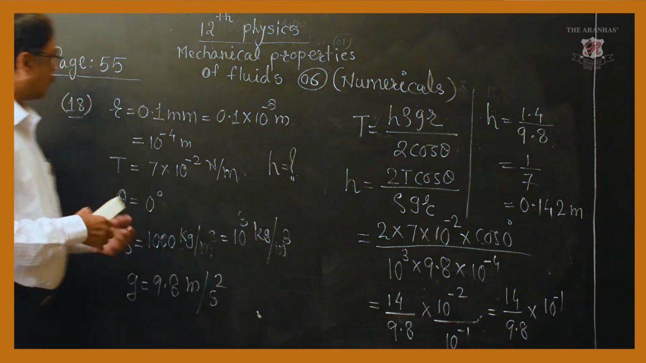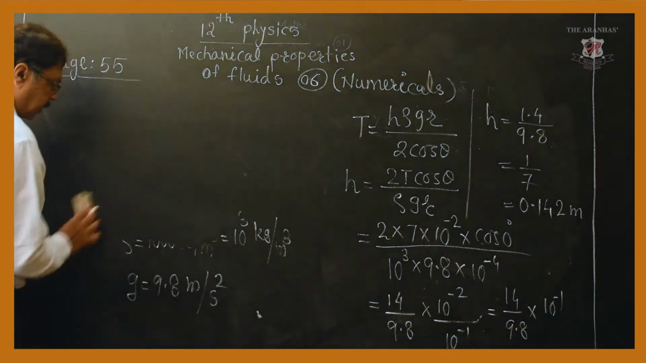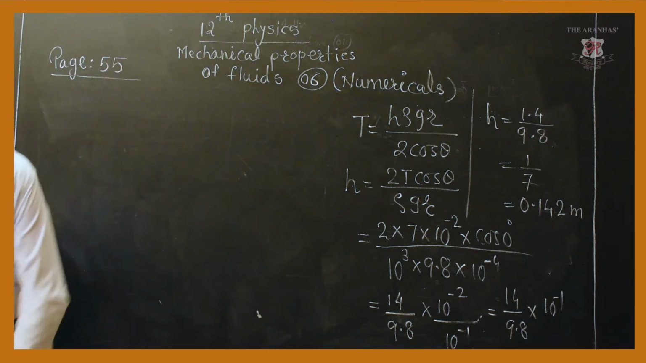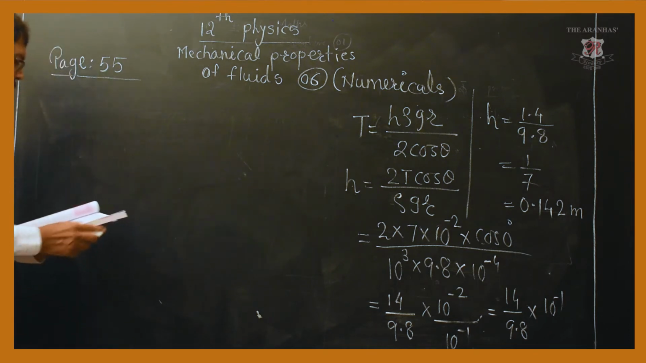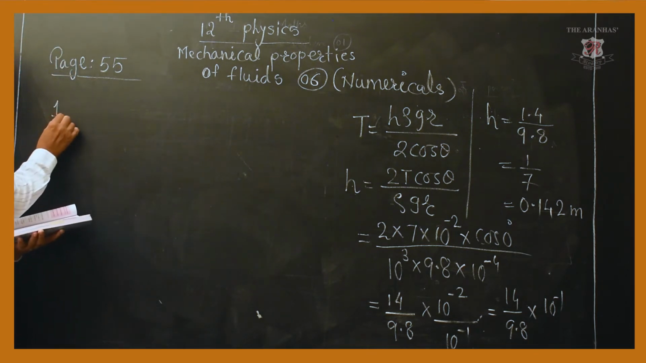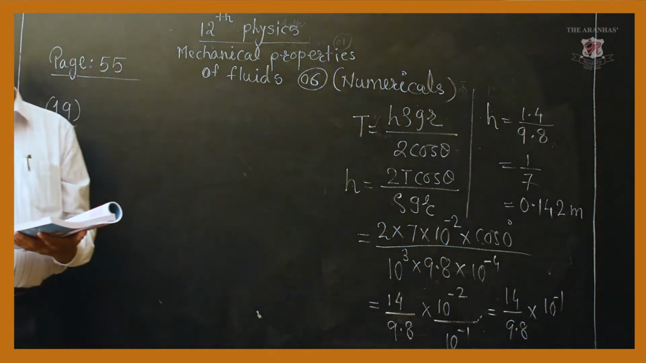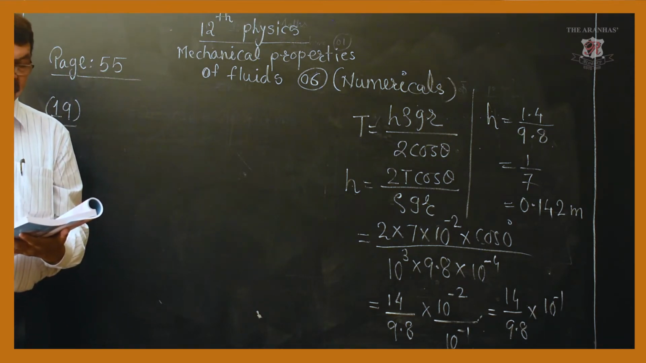We go to the next one. This was the easiest. There are a few in which you have to follow a particular sequence. I will let you know which one. Now I am solving 19, immediately the next one. We will try and solve all the numericals for the first few chapters. Then I will start giving you additional numericals.